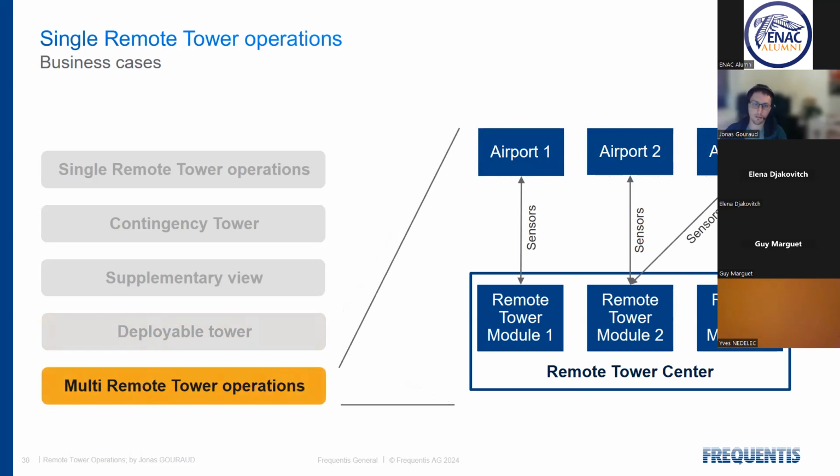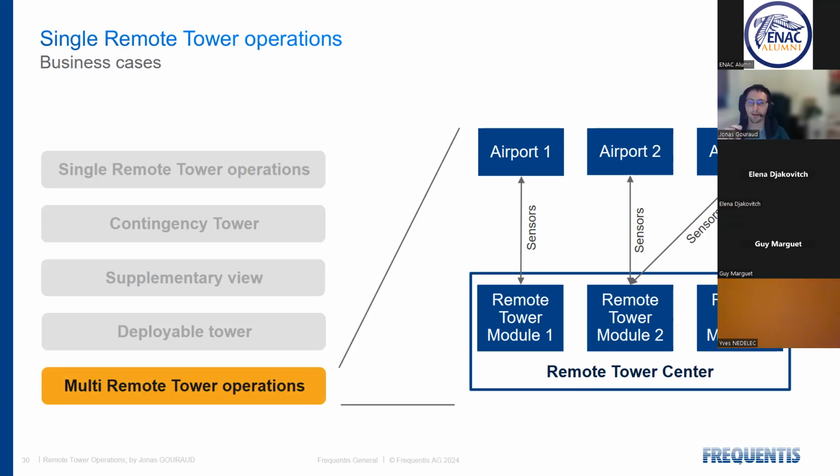And the last one is the multiple remote tower operations. In that case, it's exactly the single remote tower operations with a remote tower center, but you have one controller controlling one or multiple airports at the same time. So single remote tower is controlling multiple airports sequentially. So one after another, for example, you control one airport from 10 to 12, and then another airport from 12 to 2 p.m., sorry.